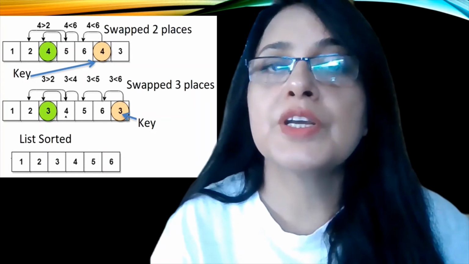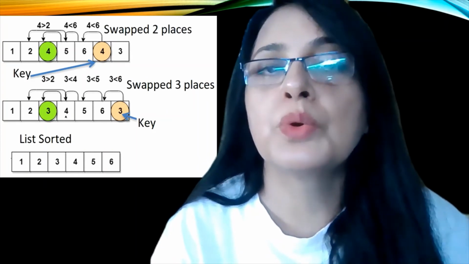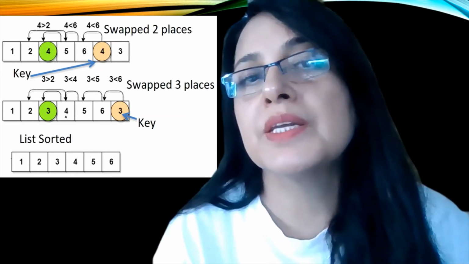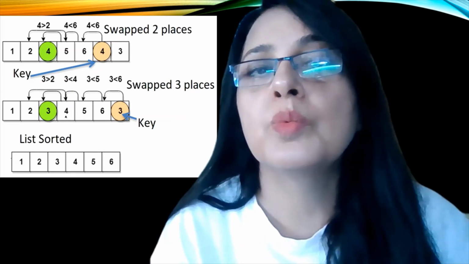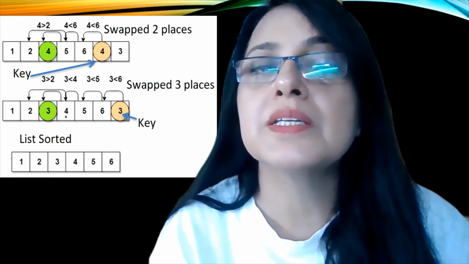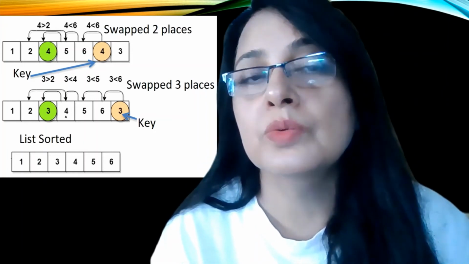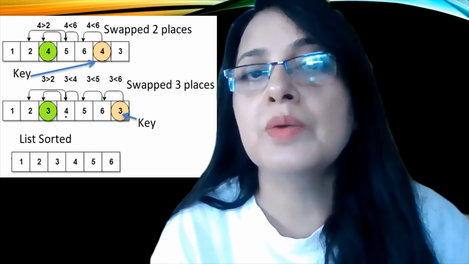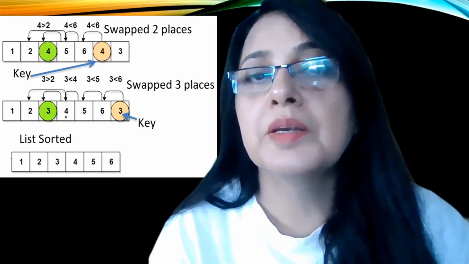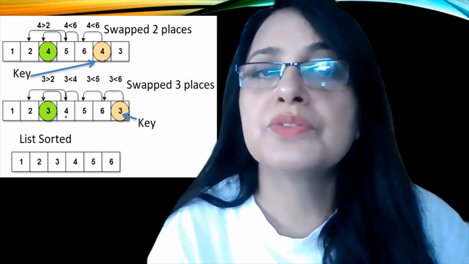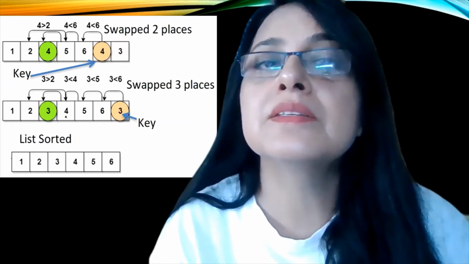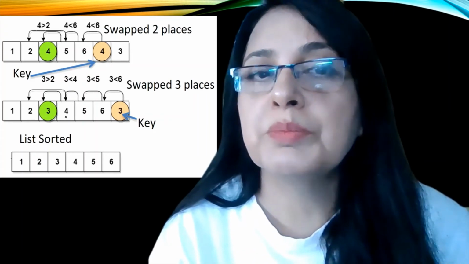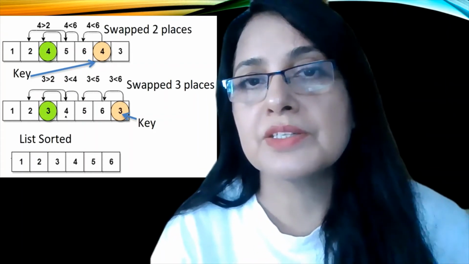In the next iteration, the key will be index 4, which is also the element 4, and it is compared to the index 3, 2, 1, and then inserted at the index 2. The last iteration will make 3 our key, which is at index 5. It will be compared to index 4, 3, 2, and then inserted at the index 2. And now the list will be sorted at the end of this iteration.